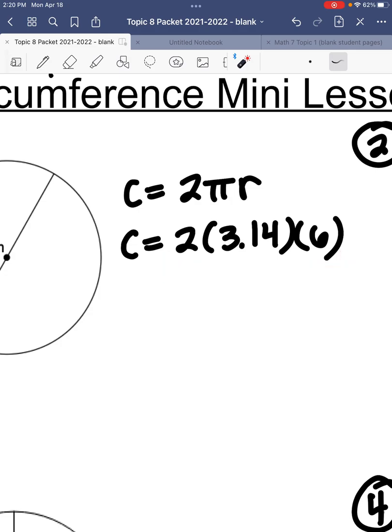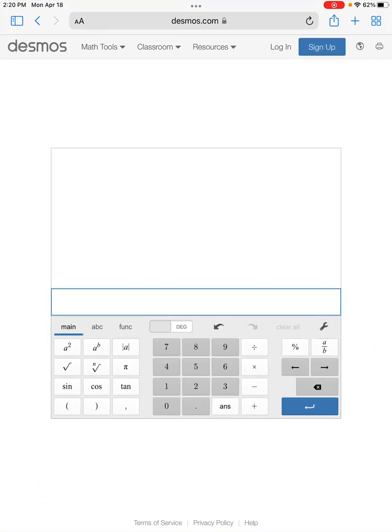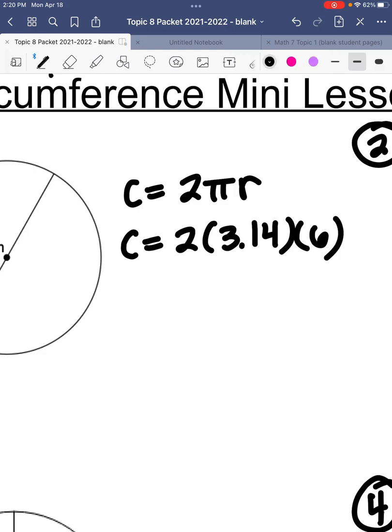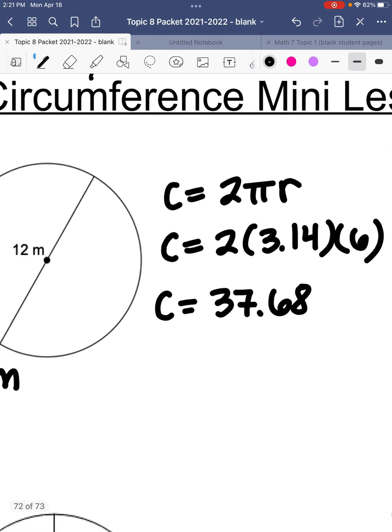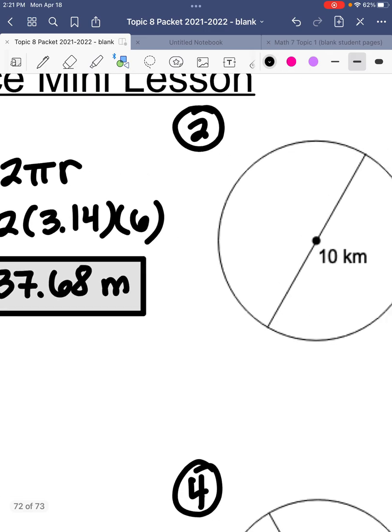And I'm going to go to my Desmos calculator. So I'm going to kind of be back and forth a little bit here. So we have 2 times 3.14 times my radius of 6. And I get 37.68. So that's my answer. 37.68. And I always want to include my units, which is meters. So 37.68 meters is the circumference. Okay, let's move on to number 2.